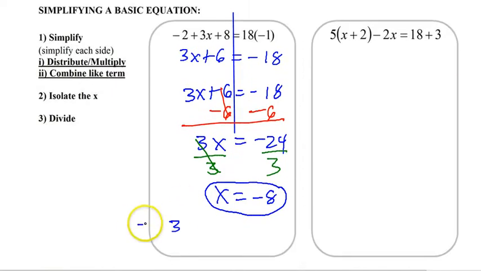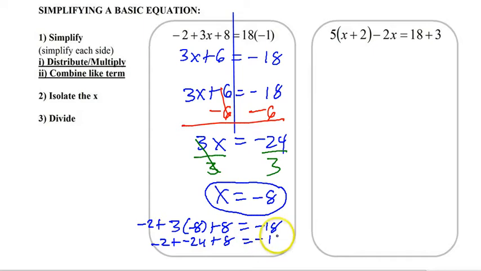Negative 2 plus 3 times negative 8 plus 8 equals, and we know that's negative 18. So that's negative 2 plus negative 24 plus 8 equals negative 18. That's negative 26 plus 8. It's negative 18. Checks out perfectly.